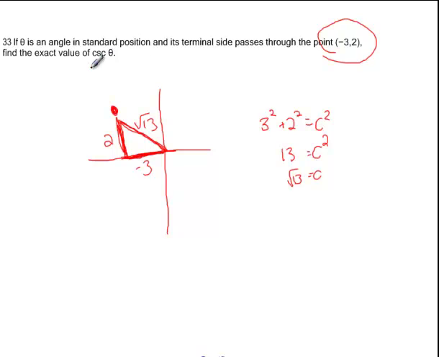They want me to find the cosecant of theta. Well, theta is always right there. Cosecant is sine flipped. Sine is opposite over hypotenuse, so cosecant is hypotenuse over opposite. My hypotenuse is radical 13, and my opposite is 2.